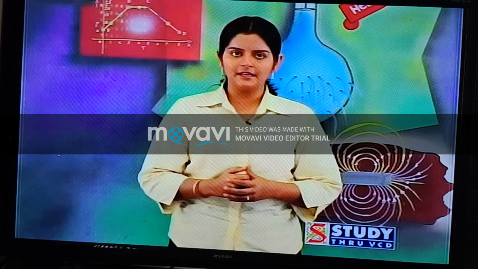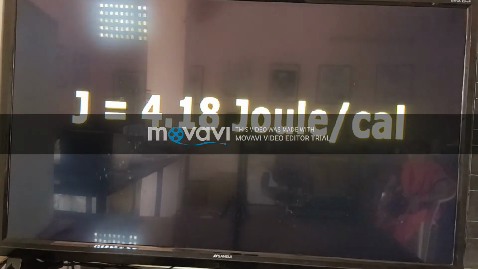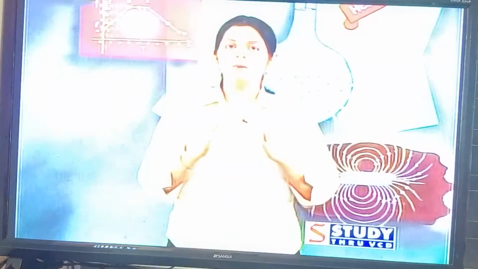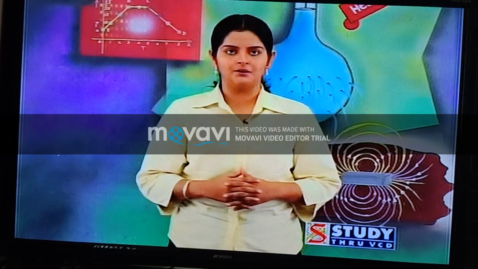As the units of heat are calorie and joule, the value of J equals 4.18 joule per calorie when W is measured in joule and H is measured in calorie, and J equals 1 when both are measured in the same unit, joule.